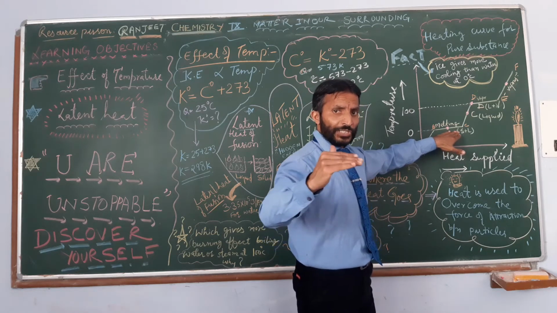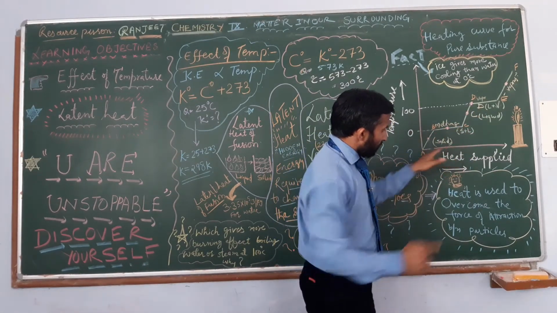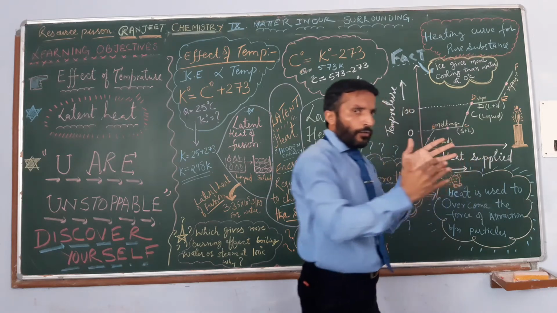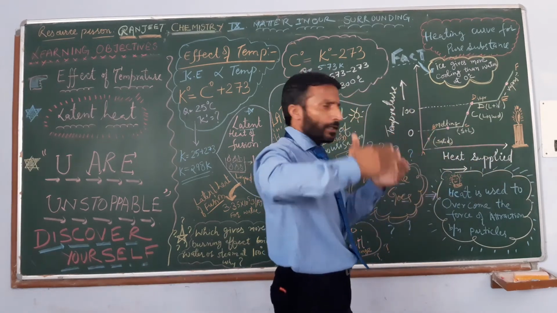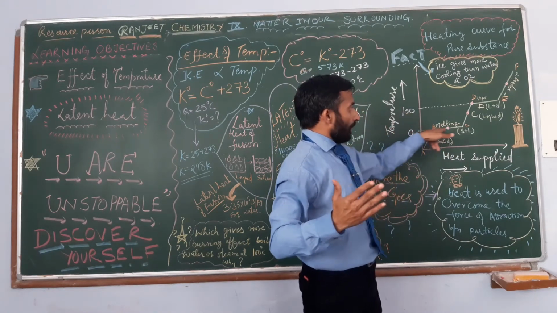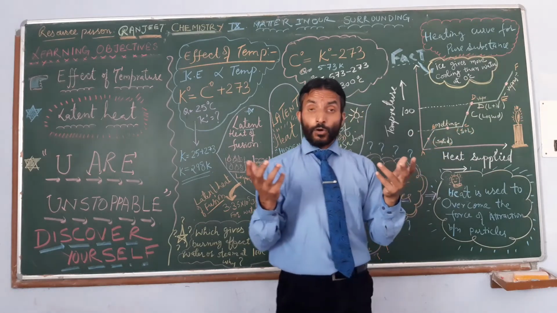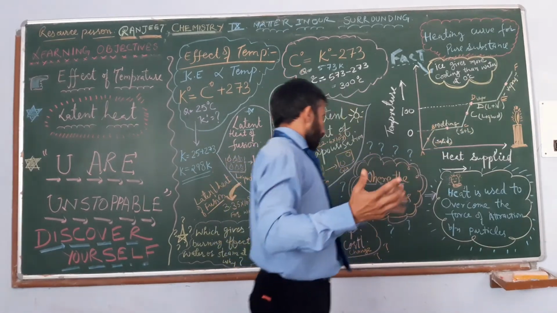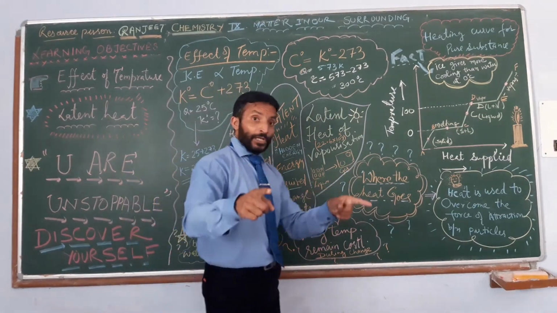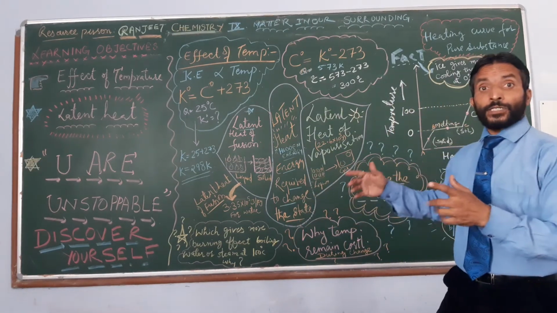There is no change in the temperature, but heat is continuously supplied. The graph value of heat energy is increasing. I am supplying continuously. But what is the observation? Temperature is remaining 0, right? So temperature remains constant. The question is: why does the temperature remain constant when the state of matter changes?